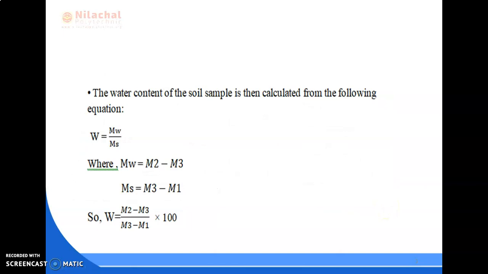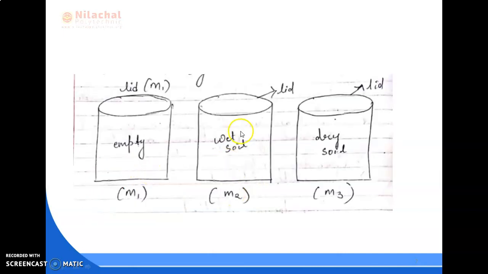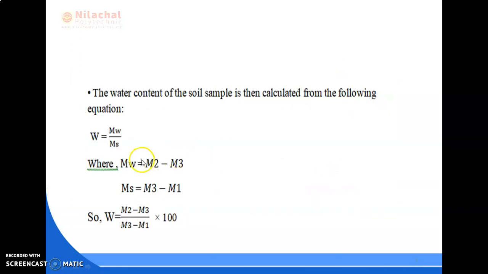To find out the water content, we know the formula. Water content W equals mass of water by mass of solid. Here mass of water equals M2 minus M3. See the figure, M2 minus M3. If we subtract wet soil plus container plus lid minus dry soil plus lid plus container, we can obviously find out the value of MW.